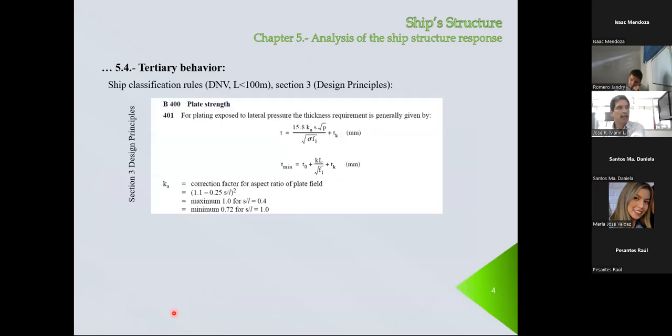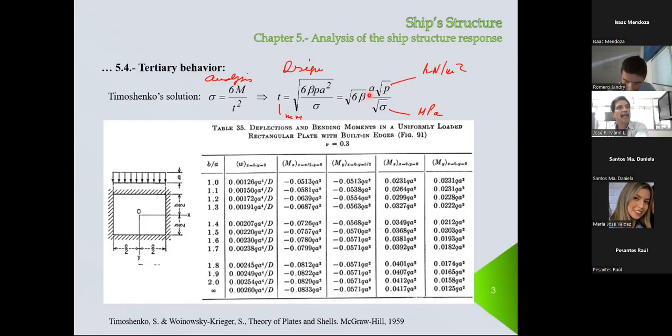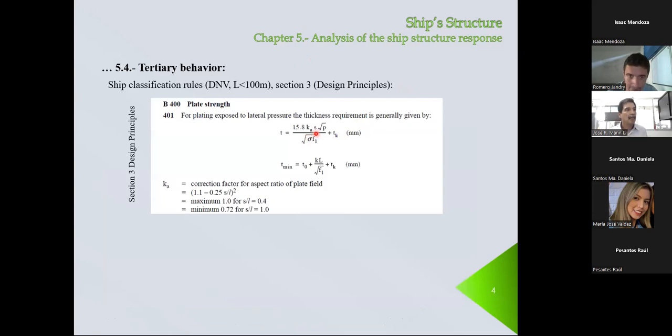Now, if we go on, this is the expression that classification societies use: a, square root of P, square root of sigma. And in front, you have a constant which depends on the aspect ratio, s over l. In our case, we have the square root of 6 beta. So it's basically the same, okay?